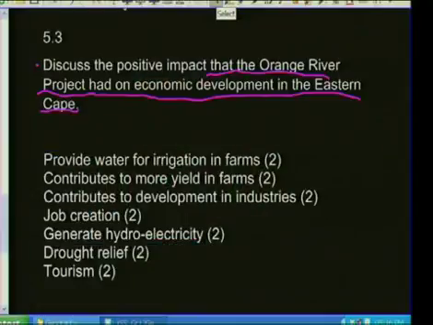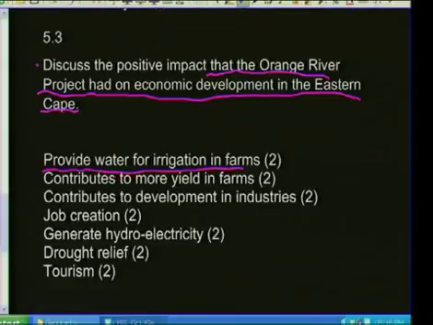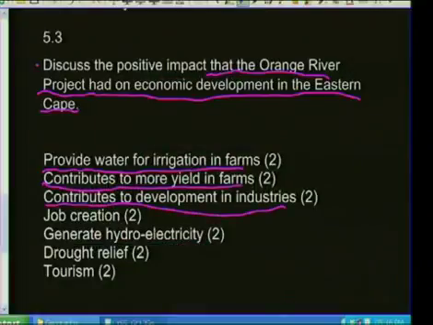Let's look at the options on this. All right, can you see it? Provides water for irrigation, all right, for farms. Contributes to more yield on the farms because now they have water, crops will grow better. Contributes to the development of industries, which also rely on water. Job creation, because if more industries are coming, what will happen next? There'll be more jobs available in the area. Water has restricted all this. A water project has brought things close by, and now we can actually improve on all this.